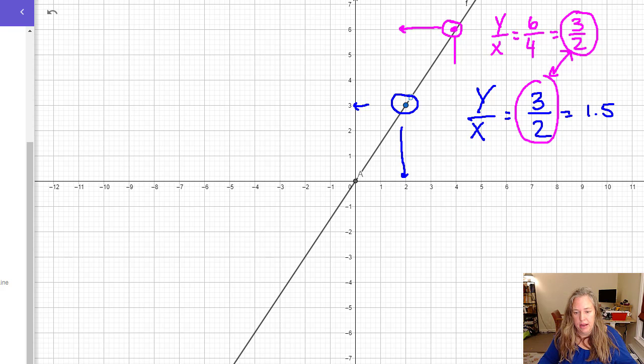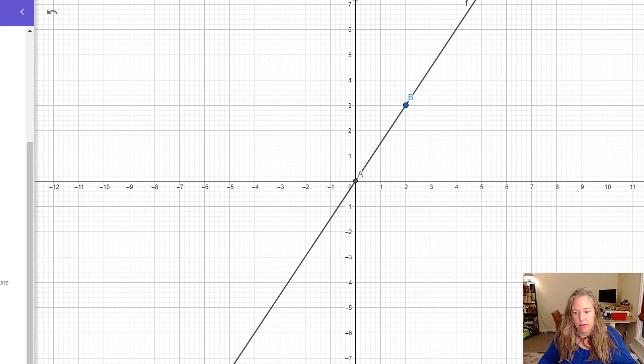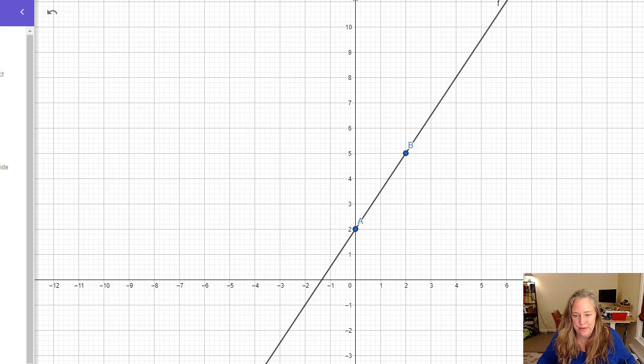I'm going to erase that. I'm going to pause for just a second and put a different line up. So hold on. There we go. Okay, so this line is linear, but it is not proportional because it does not go through the origin. So when that happens, I'm just going to show you what does not work. You can't just pick a point and do y divided by x. So in this case, we would get 5 over 2.